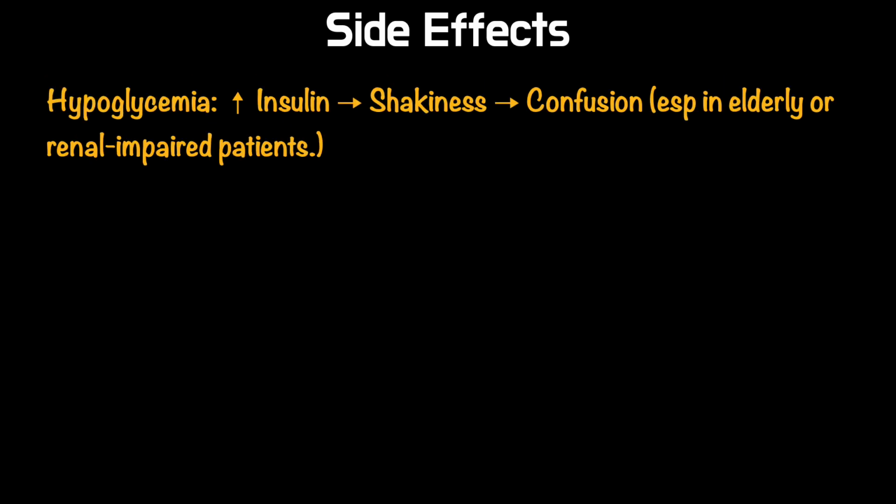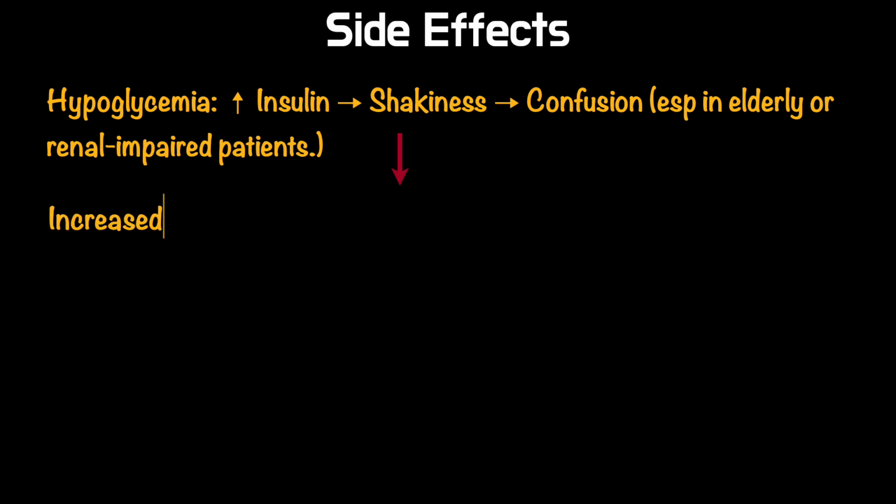The side effects are hypoglycemia. Obviously, if there is an increase in insulin concentration, that will lead to hypoglycemia, and that is manifested as shakiness or confusion or dizziness, right? And this is especially so in elderly or renal impaired patients.